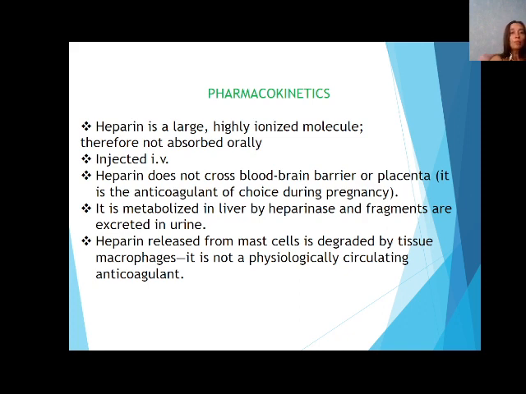Pharmacokinetics of heparin. Heparin is a large, highly ionized molecule, therefore not absorbed orally. It should be injected only intravenously. Heparin doesn't cross the blood-brain barrier or placental barrier. So this means that it is the drug of choice during pregnancy. Then it's metabolized in the liver by heparinase and fragments are excreted in urine. Heparin released from mast cells is degraded by tissue macrophages. It's not a physiologically circulating anticoagulant.